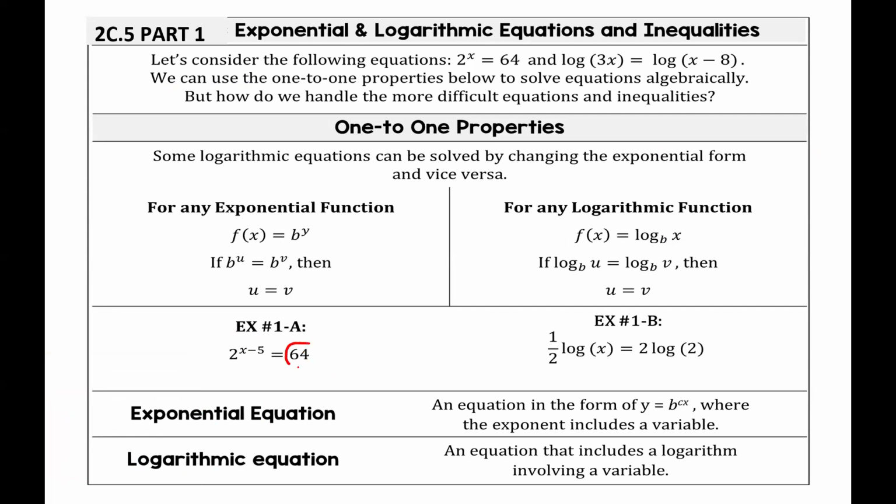So we want to ask ourselves, 64. How can I put that in terms of 2? 2 to what power equals 64? Well, 2 to the 5th? If you go through it really quick, 2 to the 1 is 2. 2 to the 2 is 4. 2 to the 3 is 8. 2 to the 4 is 16.